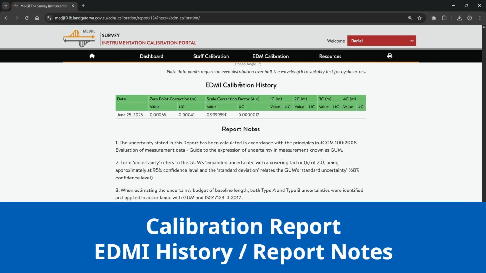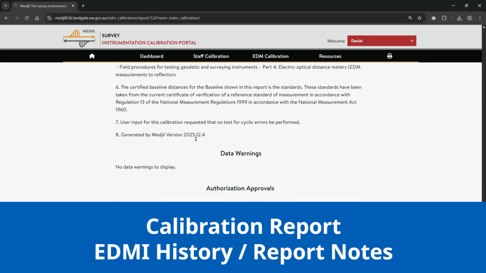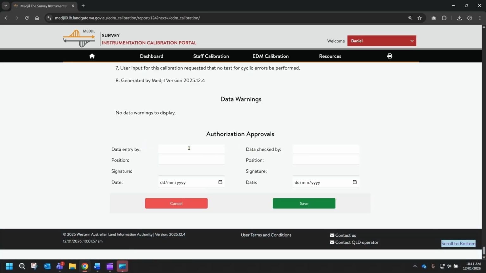Then we have the EDMI calibration history. The report notes, there's quite a bit in here as well. Any data warnings, and then finally you can type in who entered it, the position, put a signature, date, and save it.